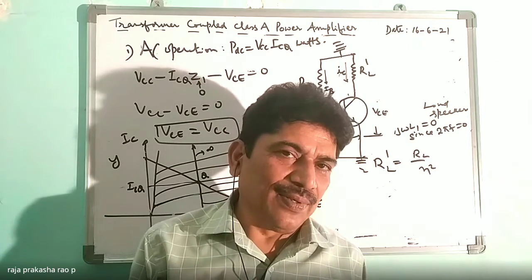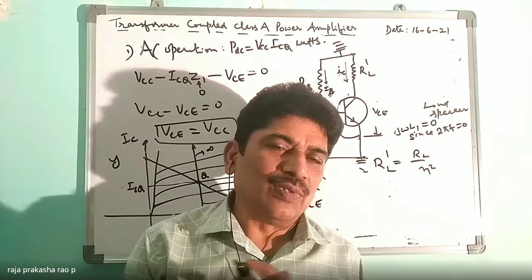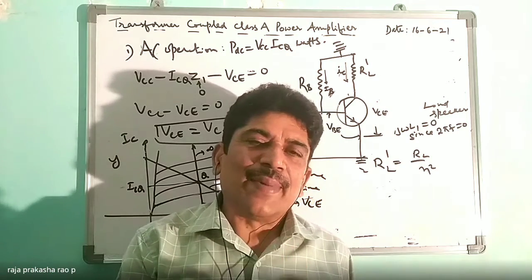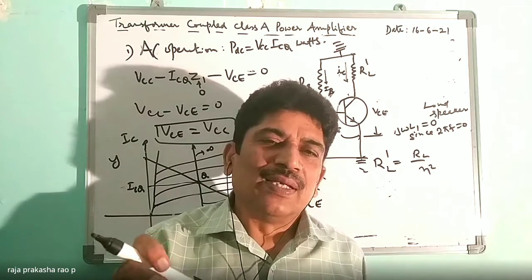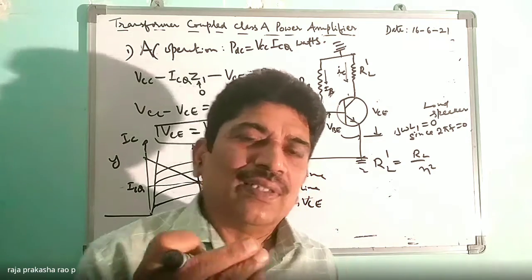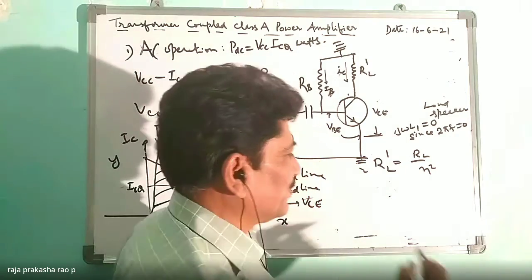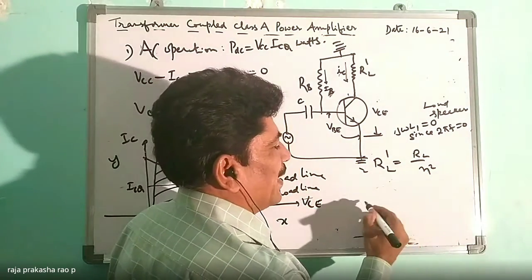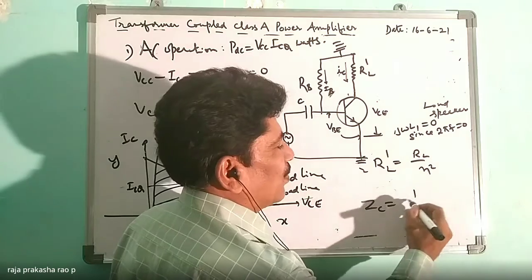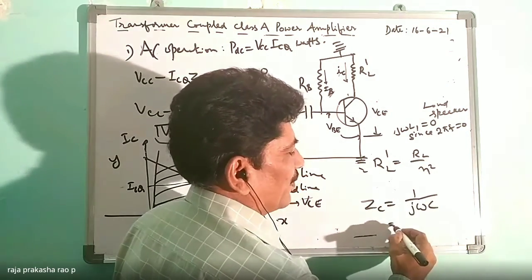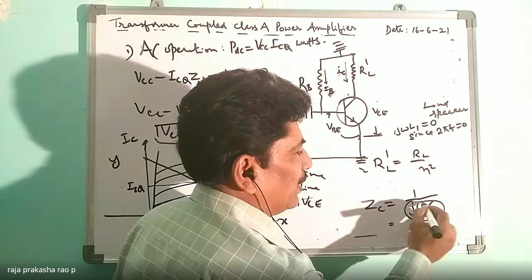In AC analysis, the first step is you remove the supply voltage VCC. Okay, and if any capacitors are there, you short circuit them. Why does it become a short circuit in AC analysis? In AC analysis, what is the impedance of capacitor? That is Xc equal to 1 by j omega C. Is it not? So the denominator value increases.